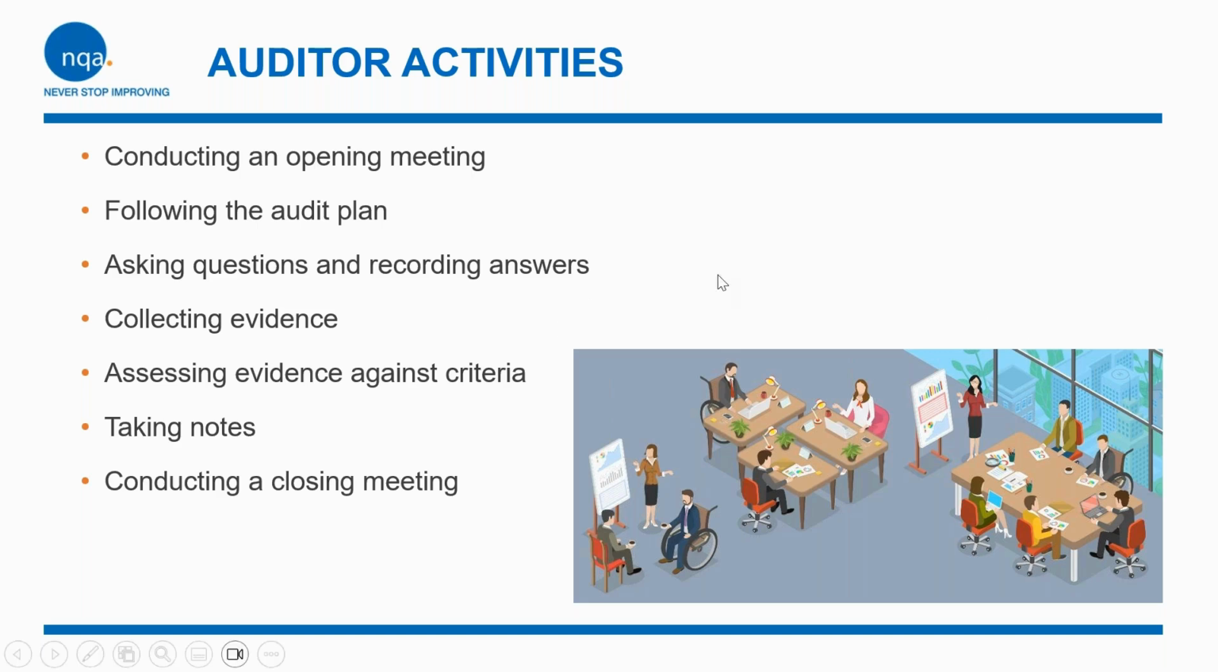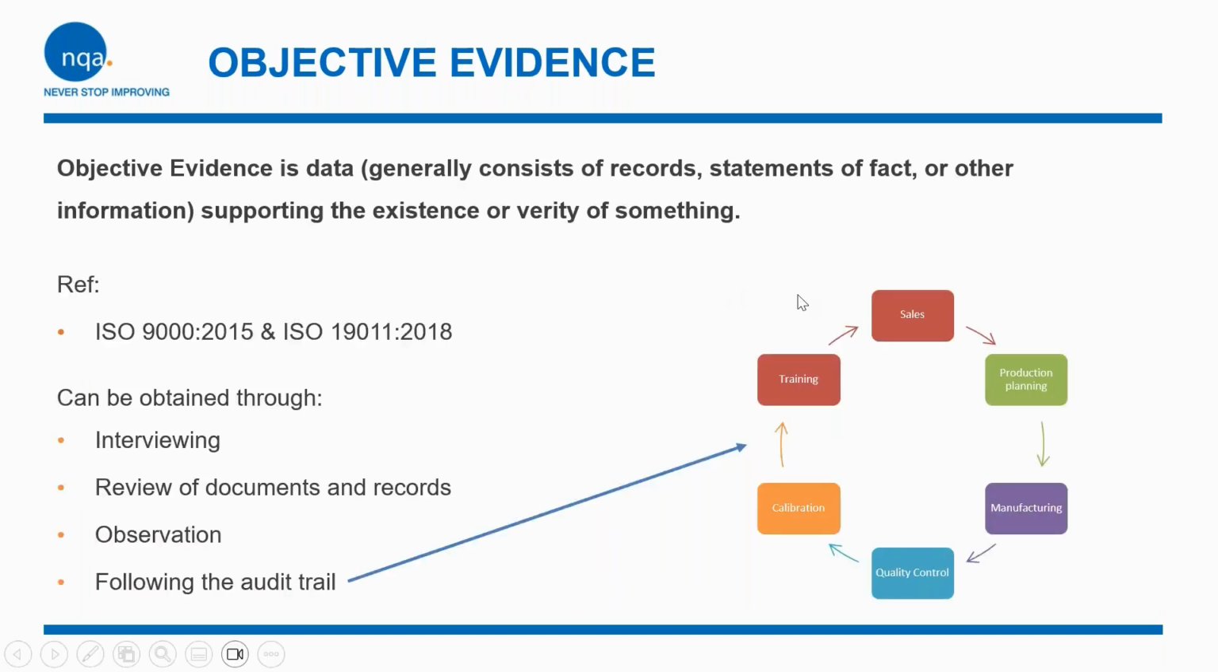But when you are collecting all that evidence, you are making sure that it is objective evidence. Objective evidence is defined as data, generally consisting of records, statements of fact, or other information supporting the existence or verity of something. This can be obtained through a variety of methods: interviewing different individuals about their knowledge of a process, reviewing documents and records, and observing. And observing is a really key part of the internal auditor's role.